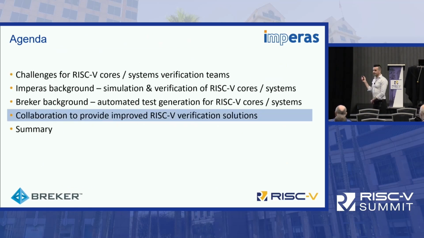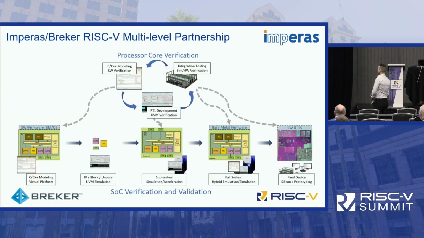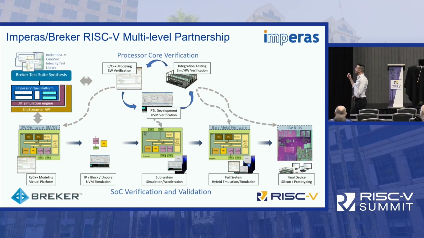So let's talk a little bit about the collaboration between Breker and Imperas. We see this picture from Lee, and we actually have 2 separate points where Breker and Imperas can collaborate and provide additional value. The first one is where you don't have RTL in the loop. This is very early in the design process. You can take the tests, compile or synthesize them, and then run them on the Imperas virtual platform.